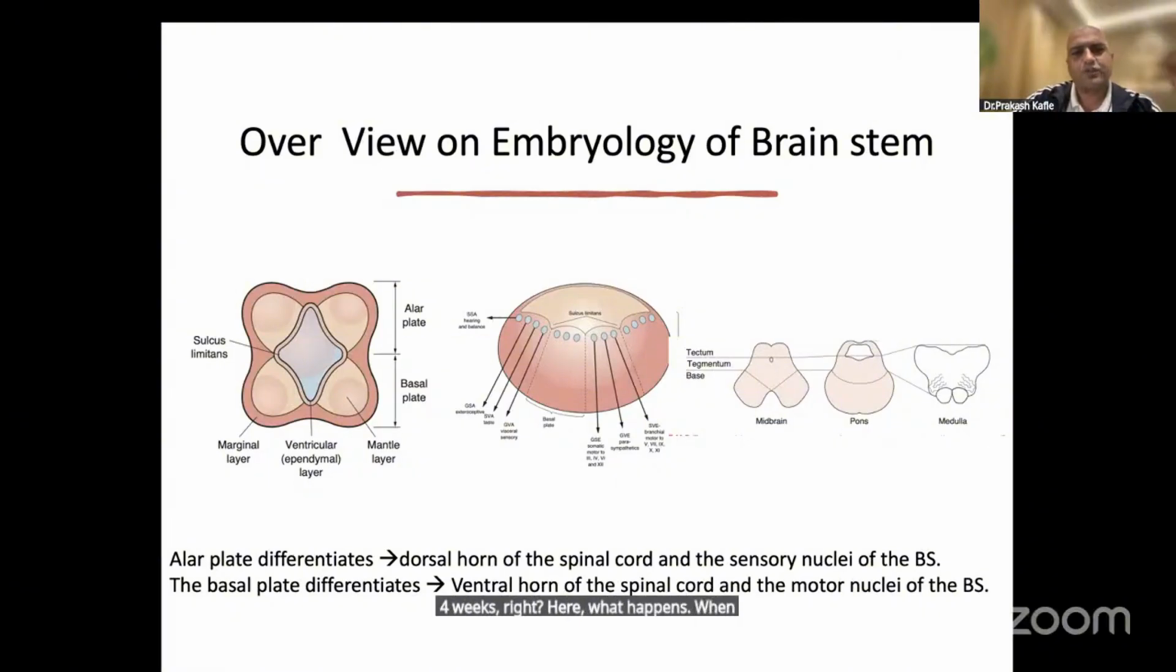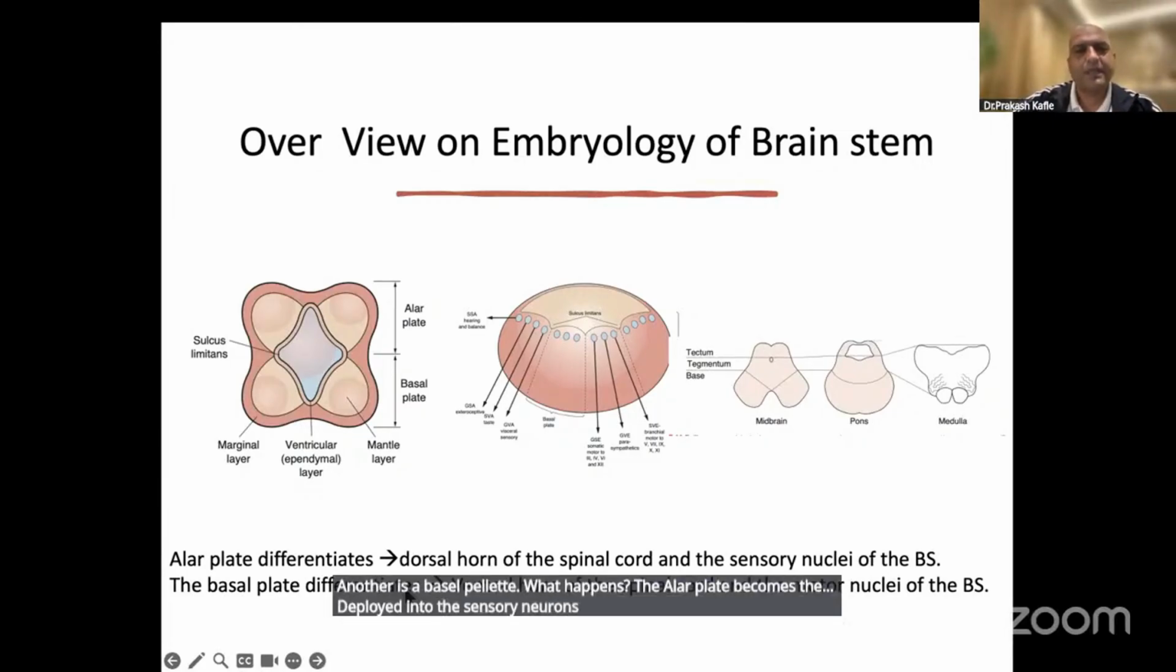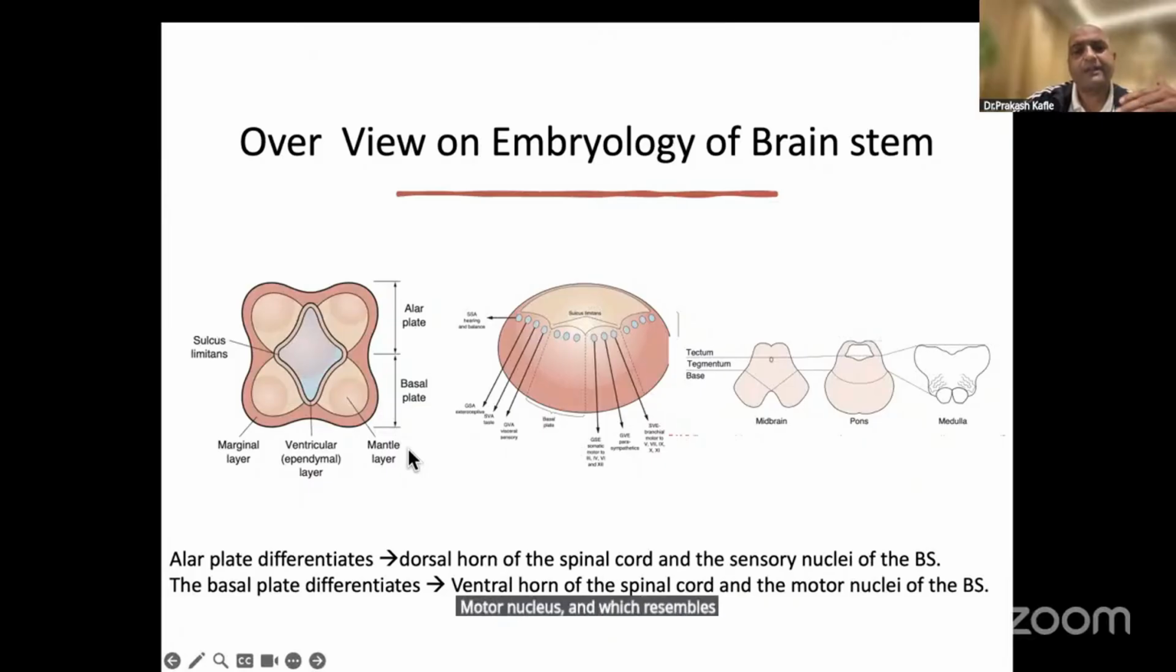When this structure grows, the sulcus limitans deepens and divides the neural tube into two plates. One is the alar plate, another is the basal plate. The alar plate develops into the sensory neurons and sensory nuclei, and the basal plate forms the motor nuclei, which resembles the ventral part of the spinal cord, and the alar plate resembles the dorsal part of the spinal cord.